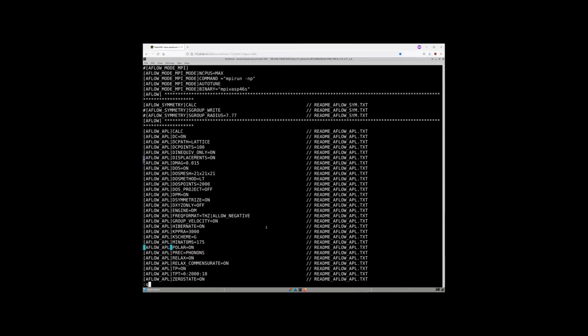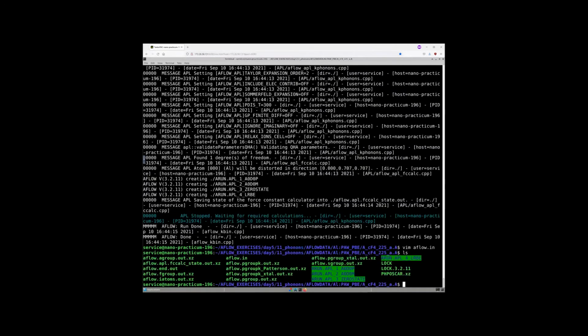The next thing I would like you to note is that AFLOW has created a couple of ARUN directories. The first 2 ARUN directories, APL1 and APL2, are the displacements of the atoms. The zero state, as I mentioned, is the background subtraction, and the LRBEs are for the polar calculation, which I'm talking about in a little bit. If you run AFLOW in this directory again, AFLOW will not do anything because it's missing data from inside these directories.